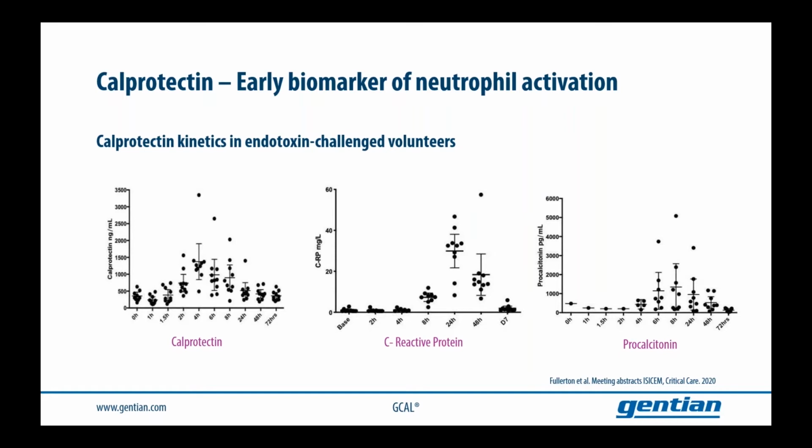The increase in CRP was much slower, starting somewhere between 8 and 24 hours and reaching a peak at 24 hours. The level of CRP was still high at 48 hours after injection of endotoxin. PCT started to increase several hours after calprotectin, with the peak levels at 8 hours and a slow decrease in concentration, which was normalized at 72 hours post-injection.